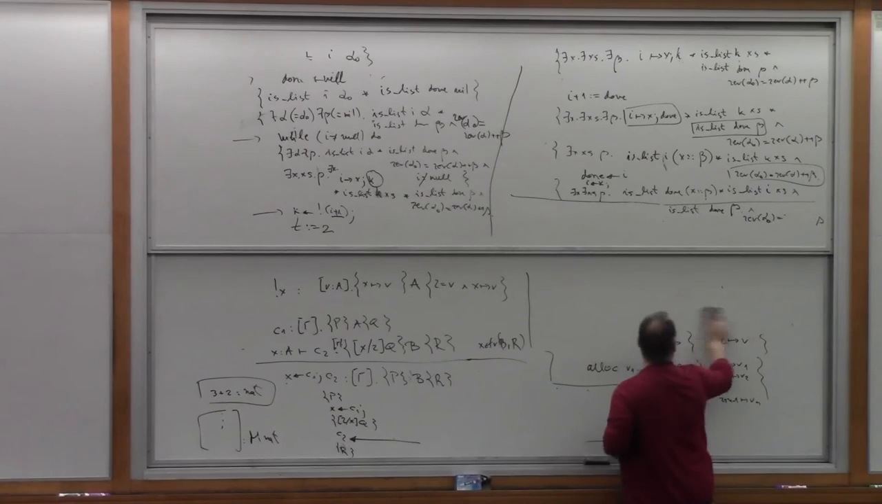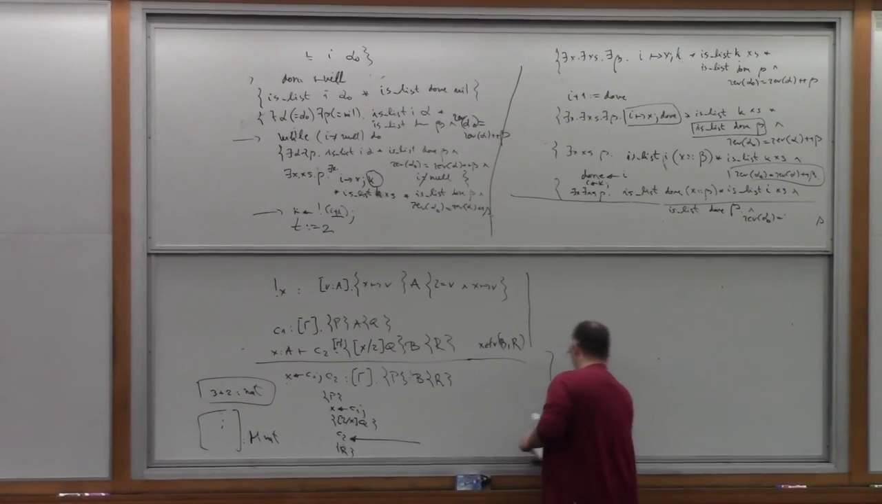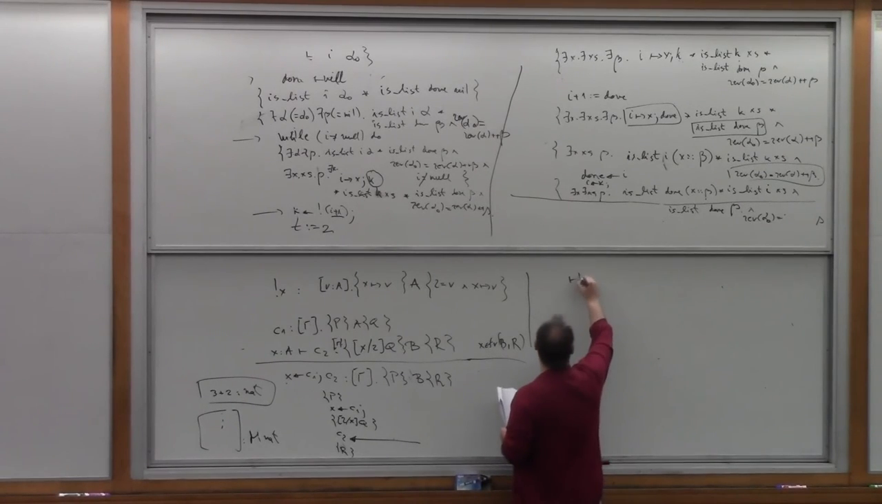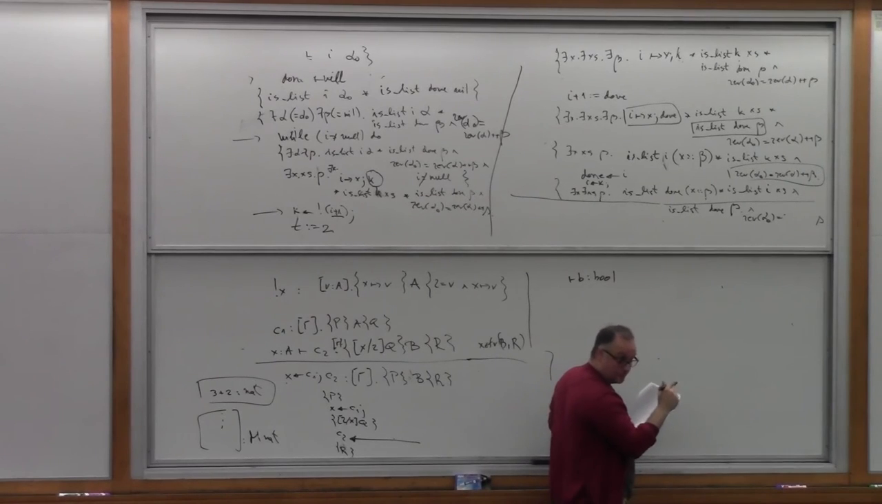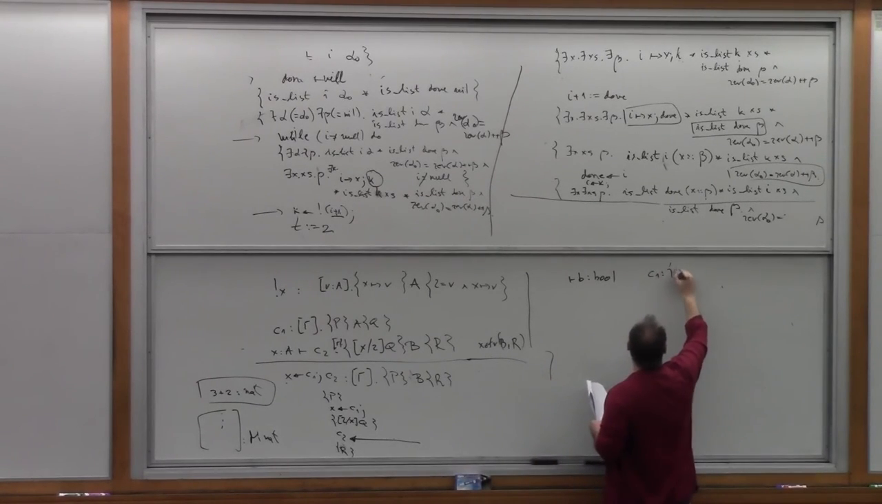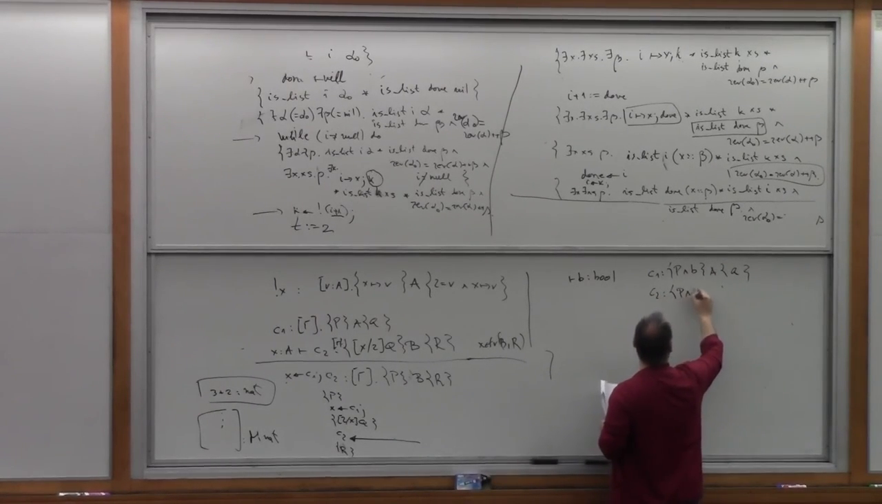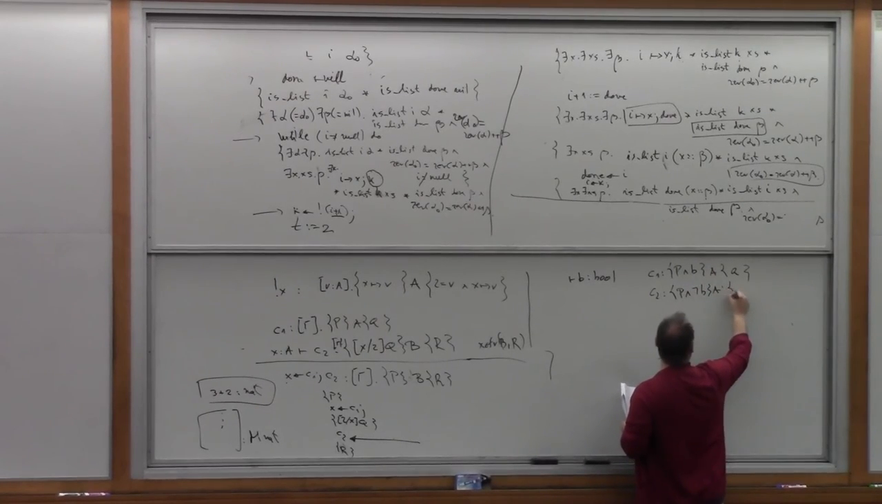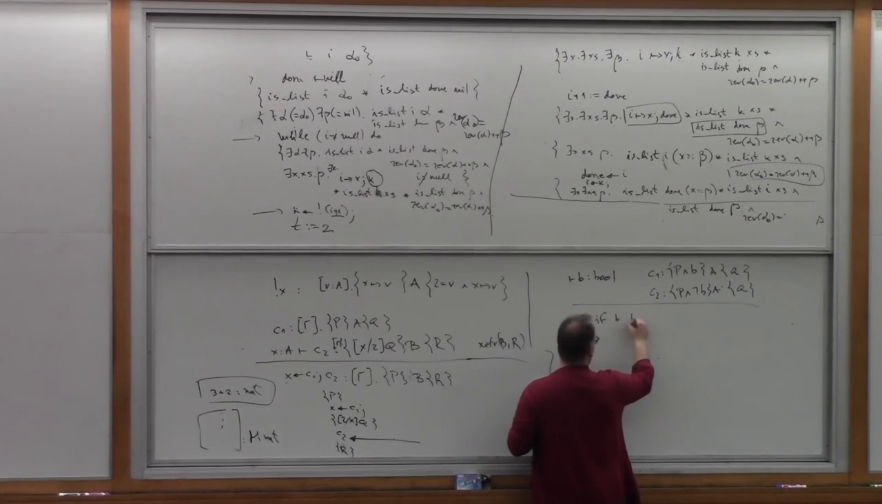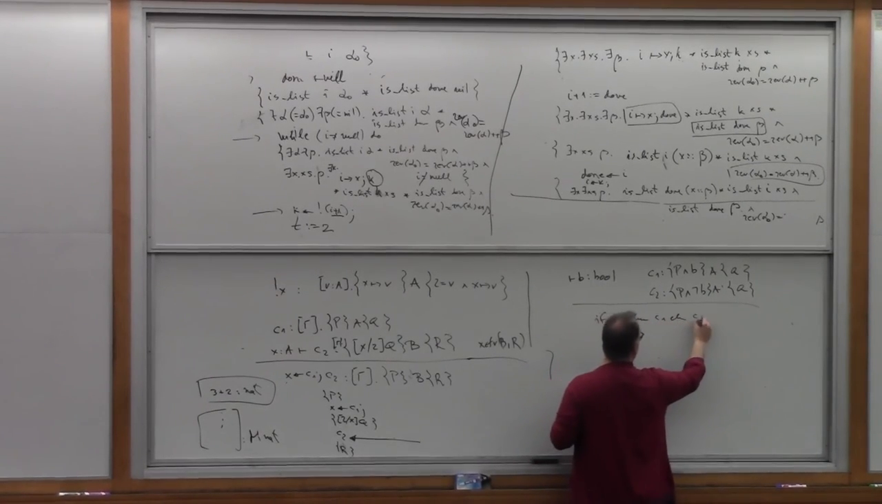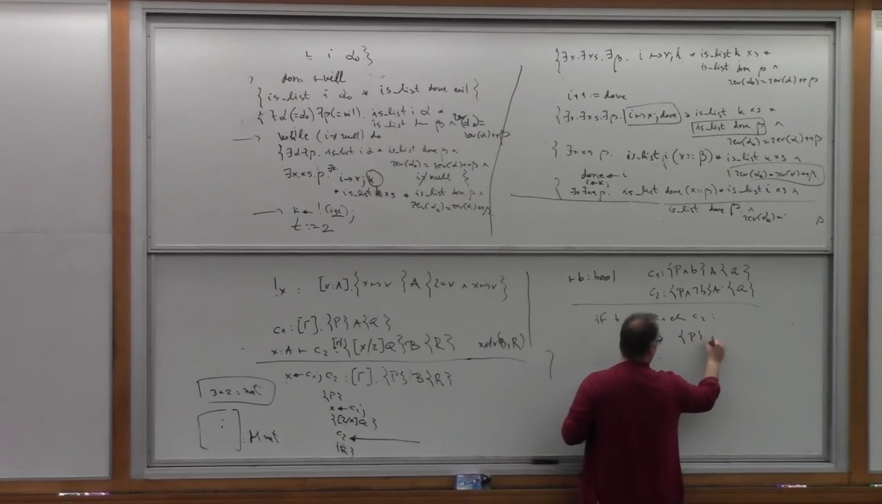A couple of more things. Conditionals. If you have a Boolean: P and B, C1, Q, and C2, P and not B, Q. Then if B then C1 else C2, P, Q.